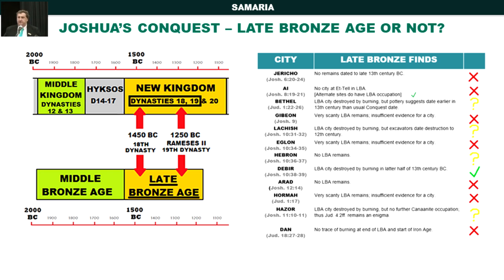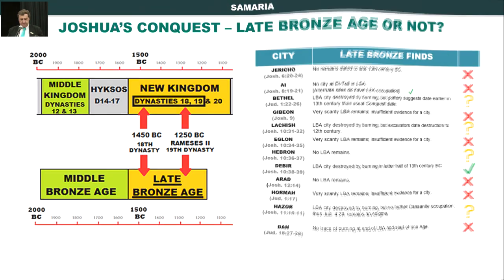Now the second reason that secular archaeologists dismiss the account of the Exodus is shown in the chart on the right. The fact that most of the cities identified from Joshua's conquest were not even occupied, let alone destroyed, during the Late Bronze Age.